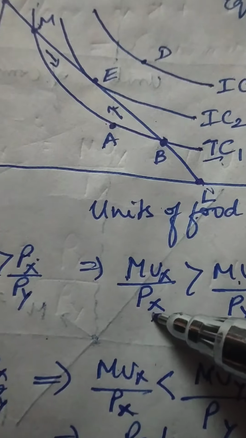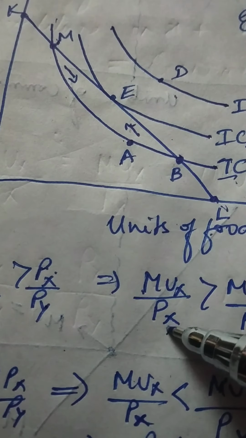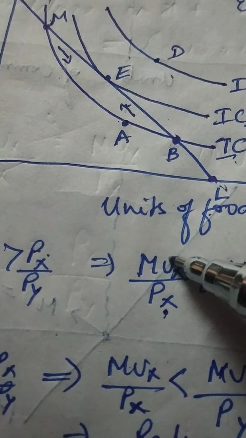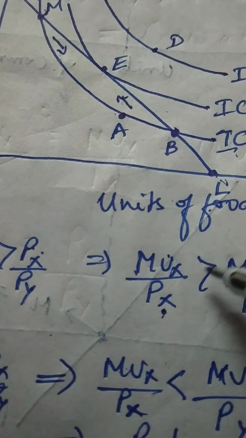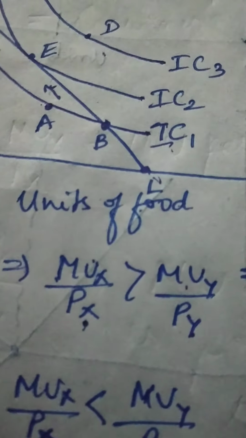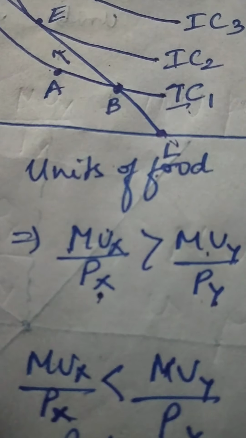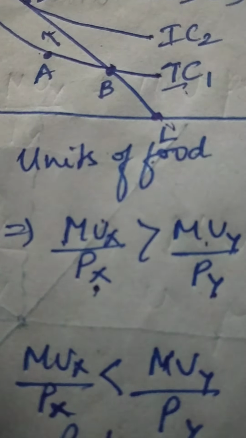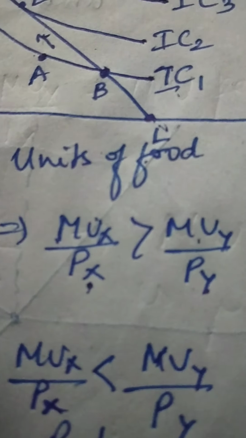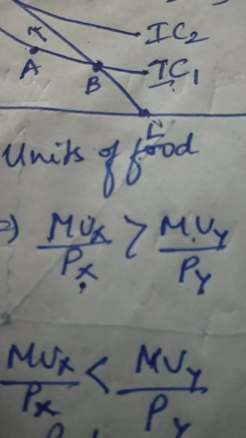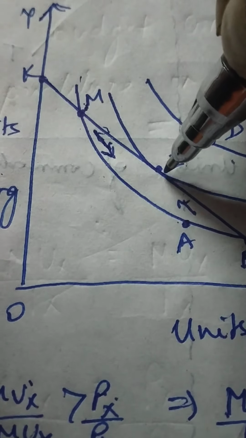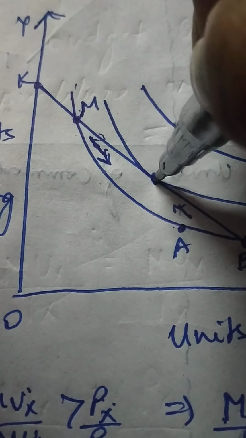What is MUX by PX? The utility that the consumer will get by spending 1 rupee on X. So MUX by PX greater than MUY by PY means by spending 1 rupee on X, the consumer is getting more utility than by spending 1 unit on Y. And since he is rational, he will be buying more of X. That is why the consumer will move from point M towards point E until point E is reached.